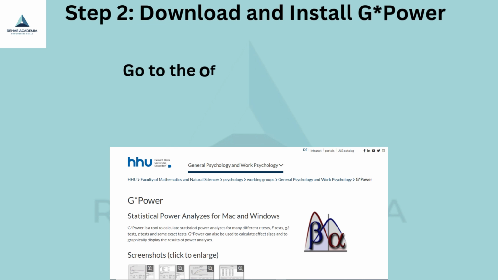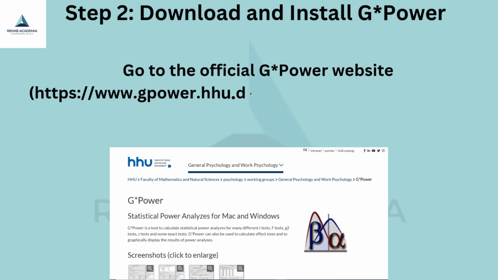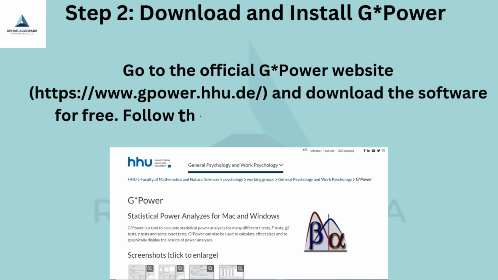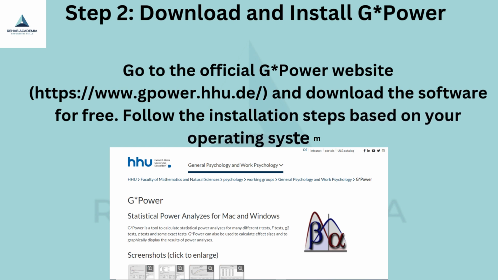Step 2. Download and install GPower. Visit the official GPower website at gpower.hhu.de and download the software for free. Follow the installation instructions according to your operating system to complete the setup.